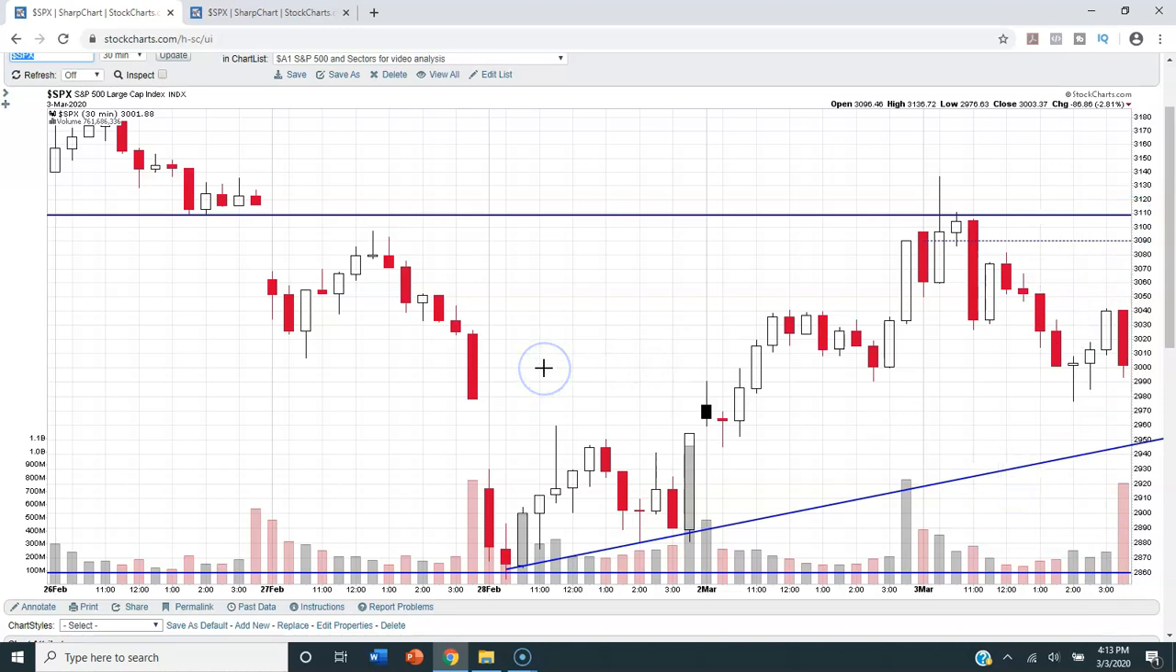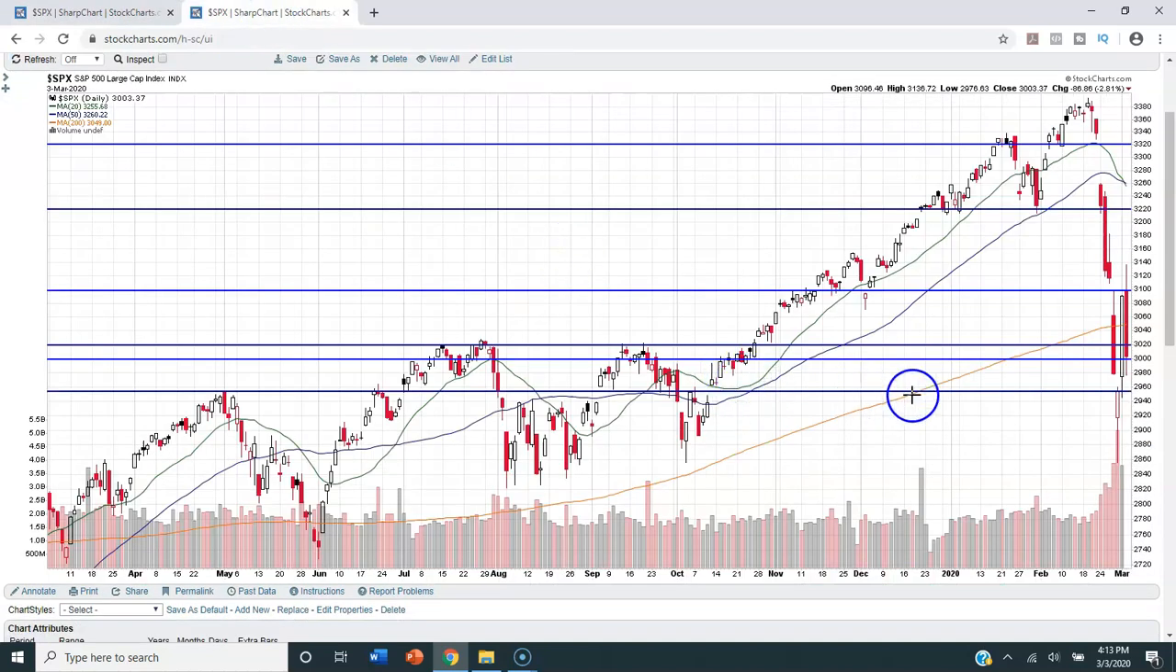Probably the healthiest thing we can do over the next few days to few weeks is to grind sideways and build a base somewhere around this 3,000 level. And any of you that have been watching my work over the last few weeks know that this 3,000 to 3,020 area, even when we were clear up here, I was talking about how this area should provide some level of support if we got down to this level, and that's exactly what we have done.